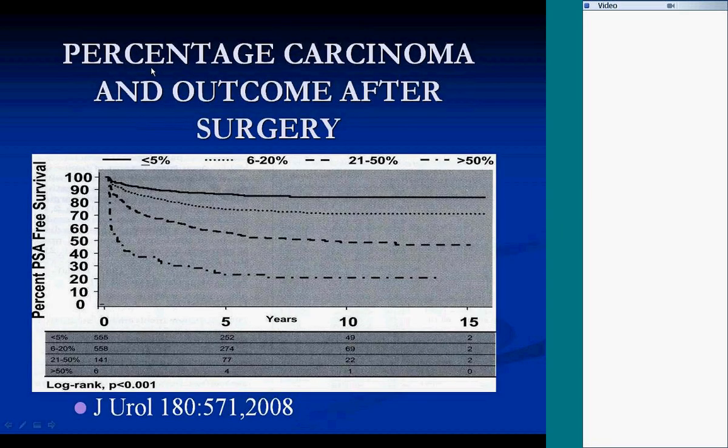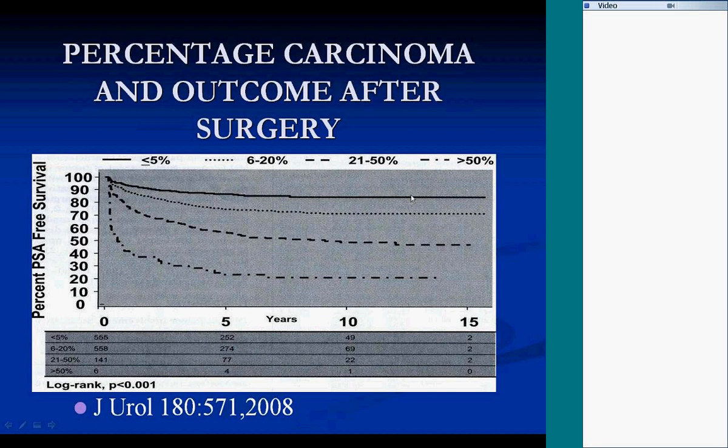So here's some data supporting the utilization of the percentage cancer, the percentage of the prostatic tissue that's involved by carcinoma, in the relationship of that number with outcome after surgery. These are data from Duke, published in the Journal of Urology. And you can see with long-term follow-up how the increasing percentage of cancer adversely affects the likelihood that the patient will be free from PSA failure, that is, a biochemical failure after surgery.